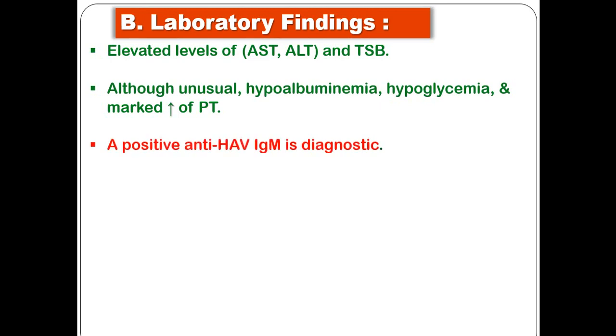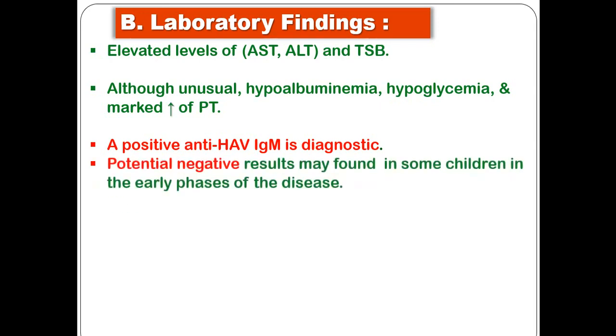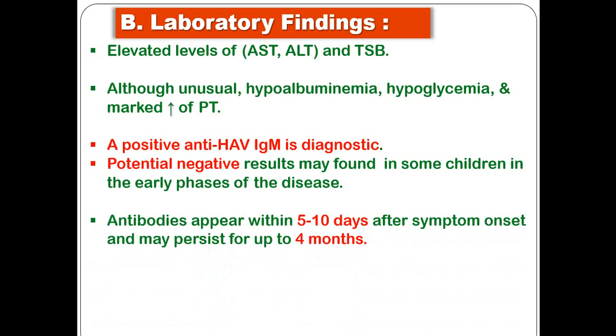And the serology for the presence of the virus is by the anti-hepatitis A virus IgM antibody, and if it is positive, this is diagnostic. A potential negative IgM result may be found in some children in the early phases of the disease. So if it is negative, this does not exclude viral hepatitis due to A if the patient presented earlier. Antibodies appear within 5 to 10 days after symptom onset and may persist for up to 4 months.